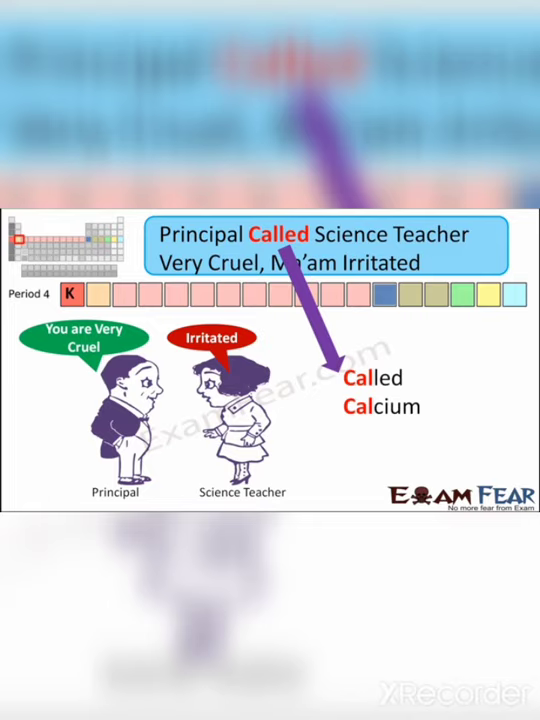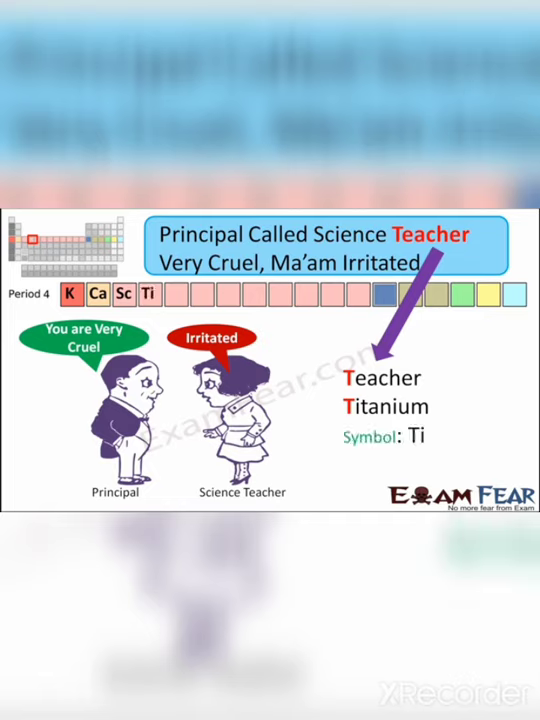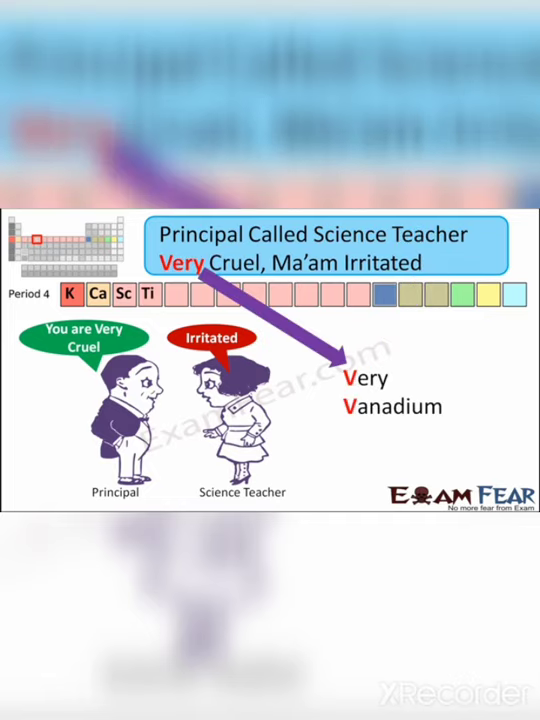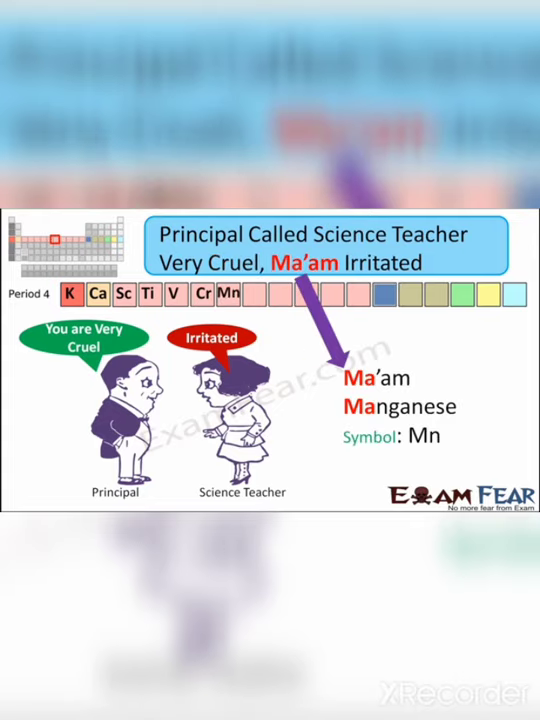So called reminds of calcium. Science reminds of scandium with symbol Sc. Teacher reminds of titanium. Very reminds of vanadium. Cruel reminds of chromium. So you have Cr in cruel, Cr in chromium. Ma'am reminds of manganese.